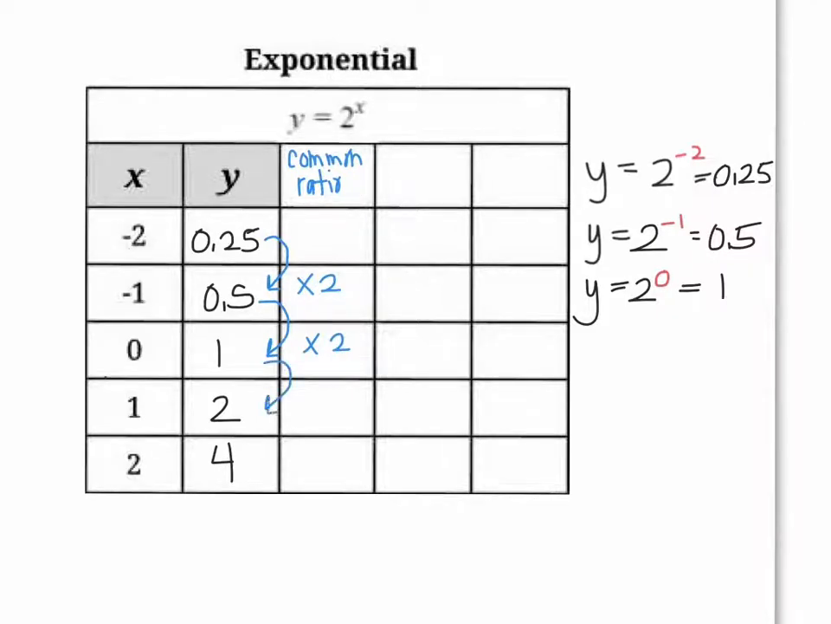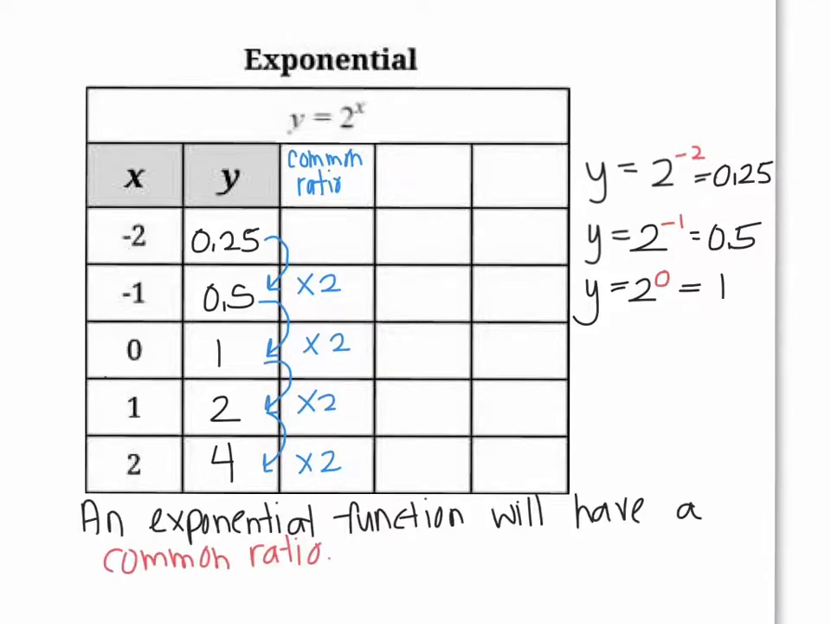So how do I get from 1 to 2? I times it by 2. How do I get from 2 to 4? I times it by 2. So a ratio is determined by division. We divided 1 by 0.5 to get 2, etc. And it is a ratio they all have in common. They all have 2 in common, which means that this relation does have a common ratio. And if it does have a common ratio, then that means it is exponential. So here's a note that an exponential function will have a common ratio.